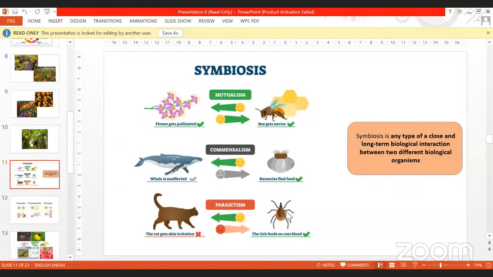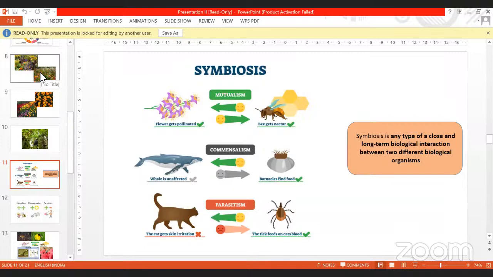But in parasitism, again, it is a one-way benefit, but the host in the process gets killed or is in danger. Okay? So in symbiosis, in these three types of relationships, mutualism is the one which brings about harmony between the two interacting organisms.